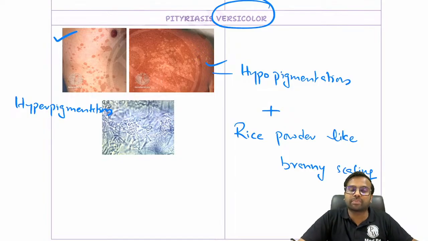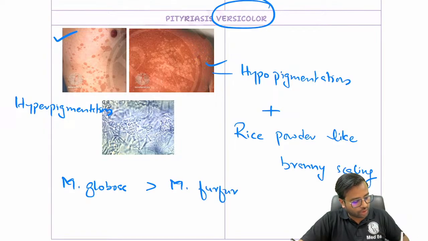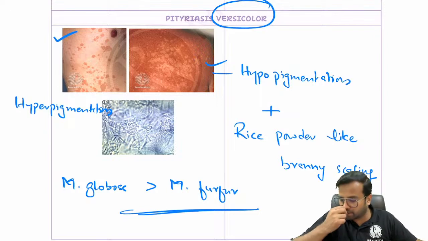And in this case, patients, this is mostly caused due to Malassezia globosa and Malassezia furfur. And you can treat the patient with some antifungal agents like ketoconazole. Isn't it?